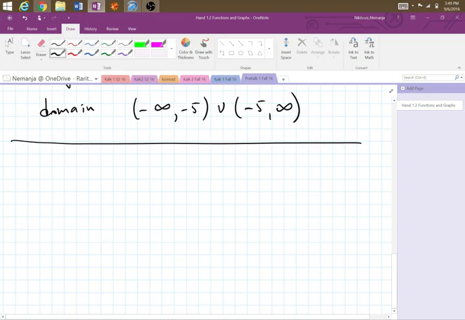Now, we're going to have 2 graphs here. Here's your domain, here's your range, right? Domain and range.